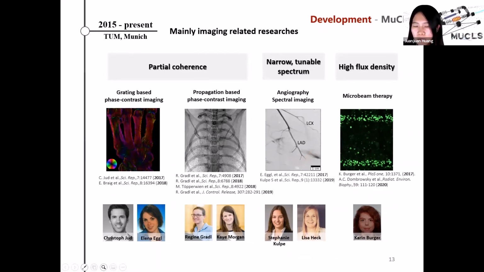Also, as I said before, the divergence is 4 millirad, and we didn't put any optics in it, and the beam is very homogeneous for X-ray imaging. So far, a lot of full field X-ray imaging techniques have been done with the source.